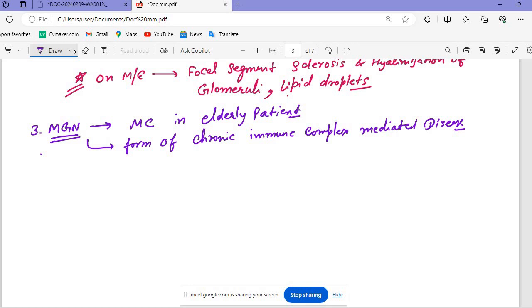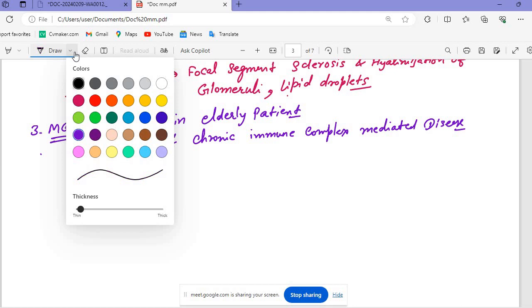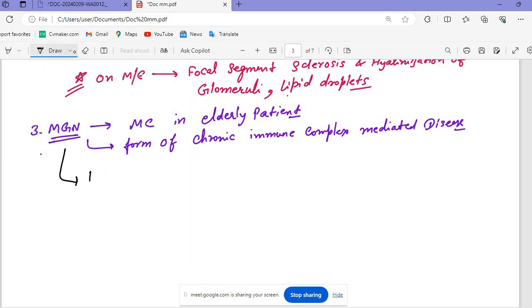In MGN, it can be primary or secondary. If primary, there will be antibody formations against the phospholipase A2 receptors. We studied, remember, about the COX one, again we studied that there is an enzyme, phospholipase A2.